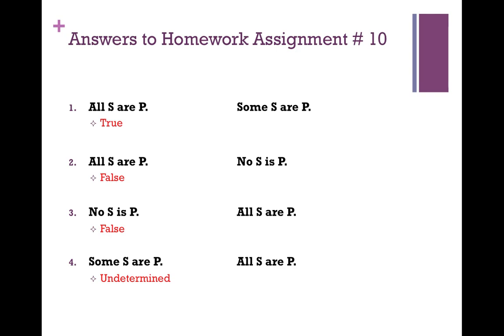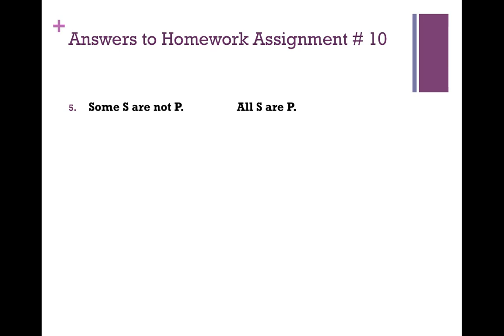Again, these are subalternates, and if you look at the traditional square of opposition, you see that the arrow points down. That means the arrow goes with truth. If A is true, if an A form proposition is true, then an I form proposition is going to be true. But the arrow doesn't go up in that way.